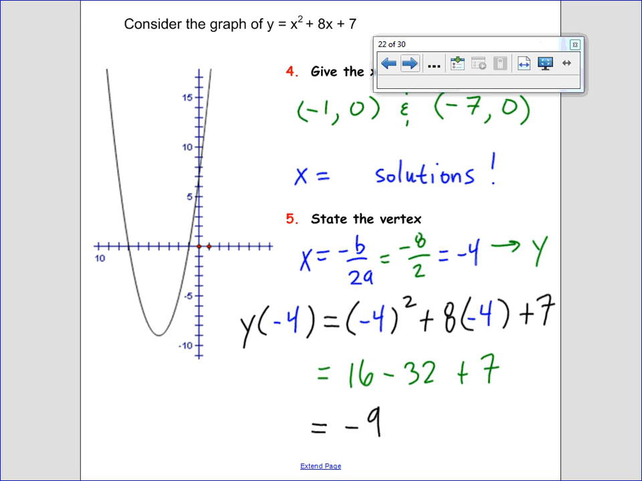Well, let's see. If we count it out, down 1, 2, 3, 4, 5. Looks like -4, -9 certainly matches my graphical appearance, and so -4, -9 are my coordinates of the vertex. That's pretty sweet. Let's go ahead and summarize our findings.